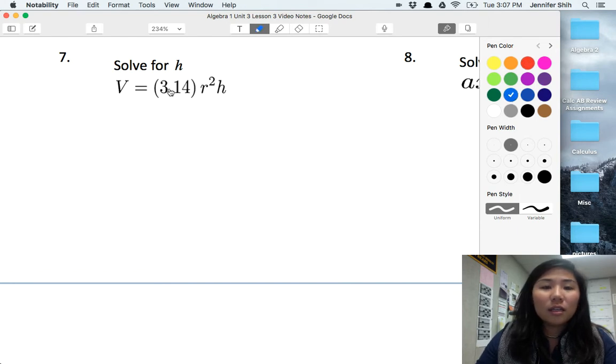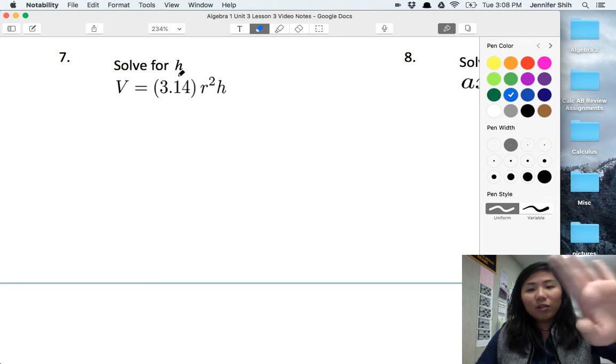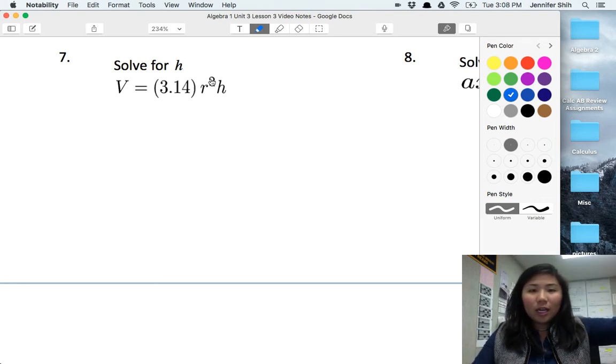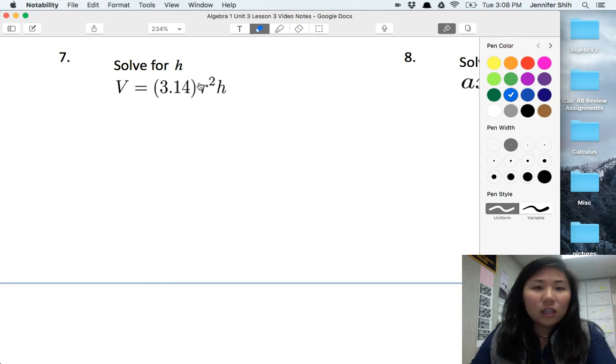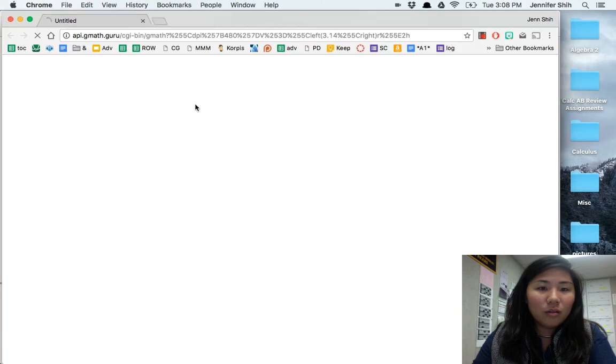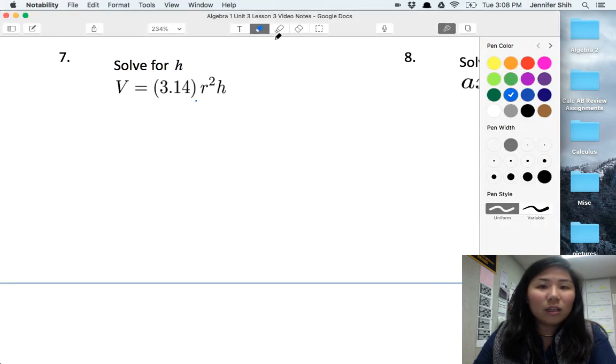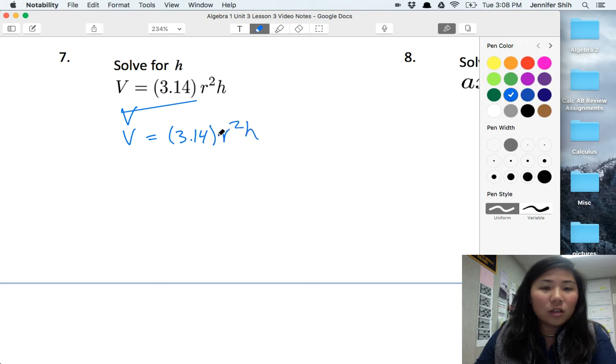Okay, we are going to solve for h. H is here. We need to move everything that is not h over. So everything is separated by multiplication on this problem. I would love if my pen would work. It's weird. So all this, I'm going to rewrite it. V is equal to 3.14 r squared h. So this is all multiplied.